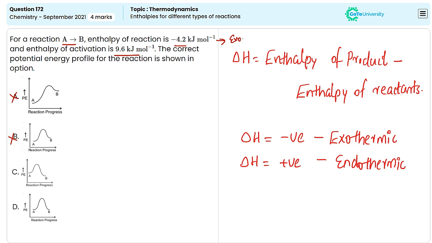Now let's come to the option C. The reactant A is having high energy and the product B is having low energy. It means it denotes an exothermic reaction. So this is the correct answer. If you come to the option D, here reactant and products are having same energy. This is not in case of an exothermic reaction. So option D is wrong. So the correct answer is option C.